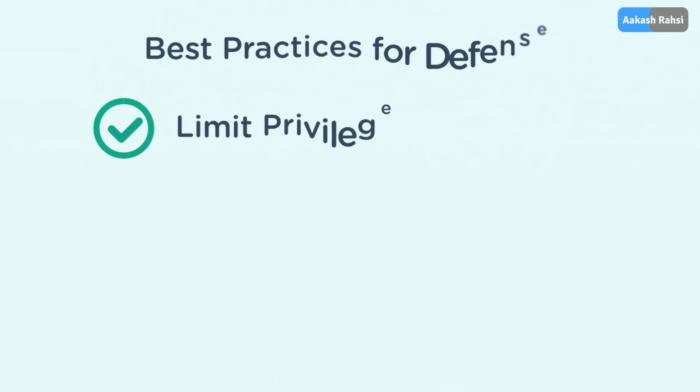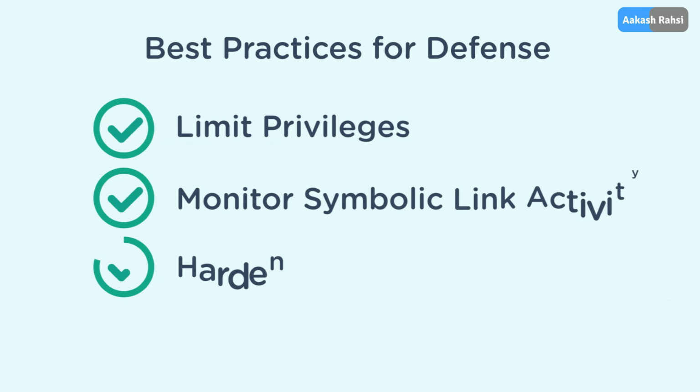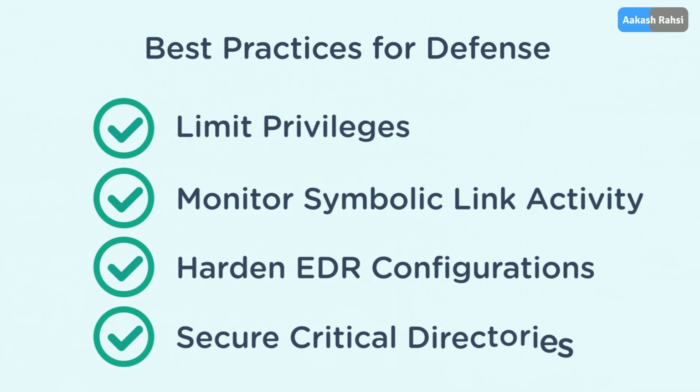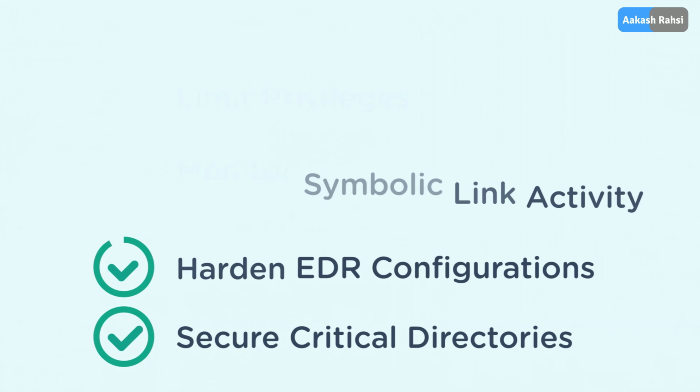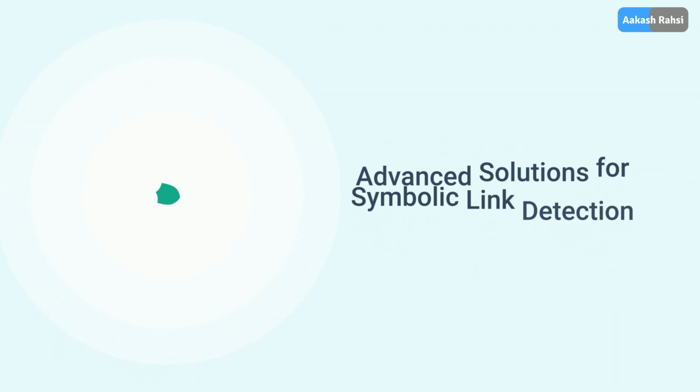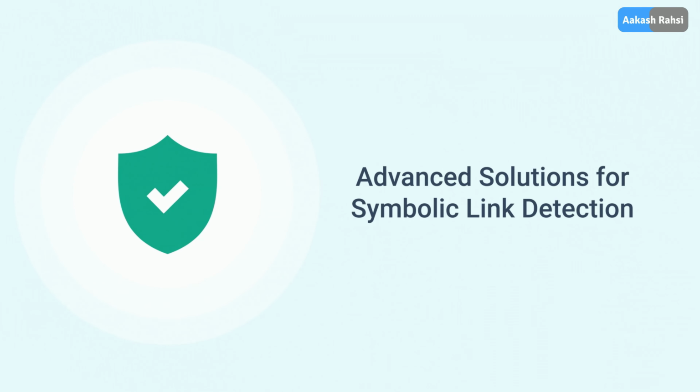To defend against symbolic link abuse, restrict admin privileges, monitor symbolic link activity, and secure critical directories. Regular audits, real-time detection, and memory analysis tools are essential for revealing and mitigating hidden threats.